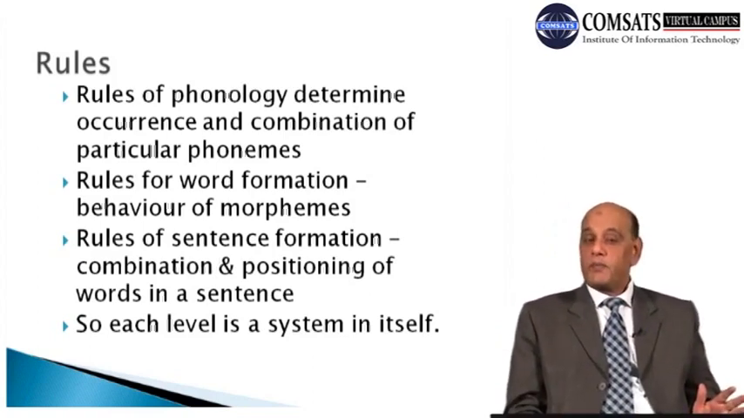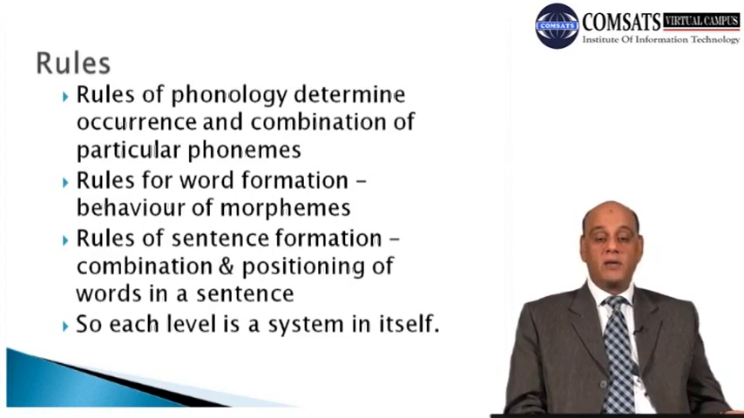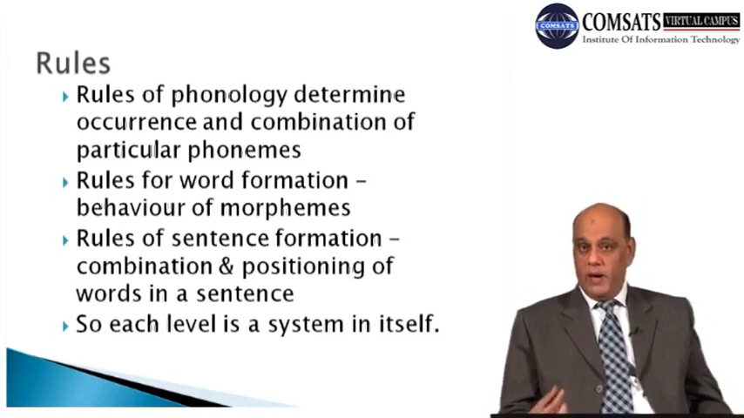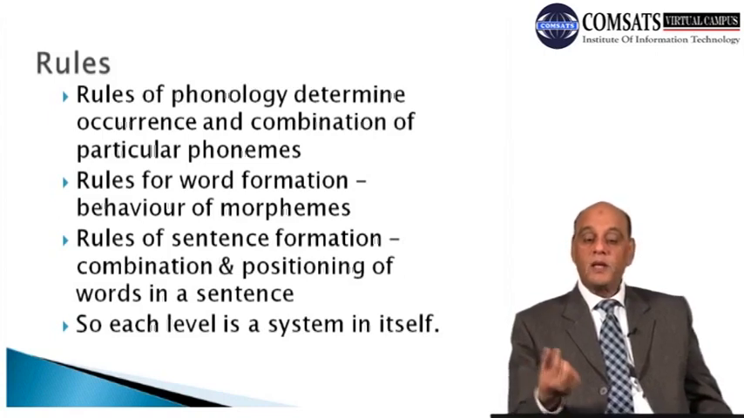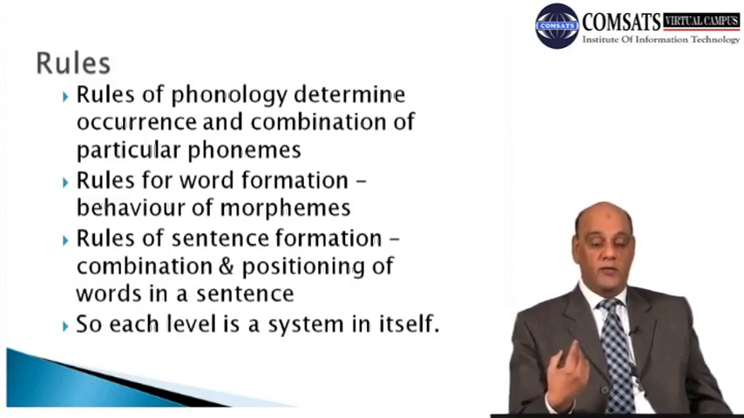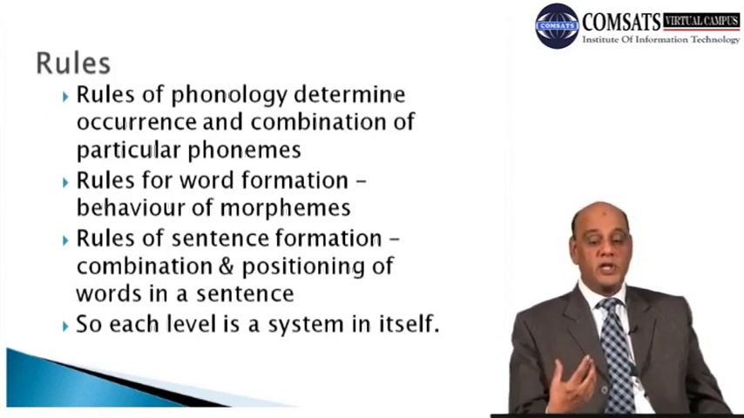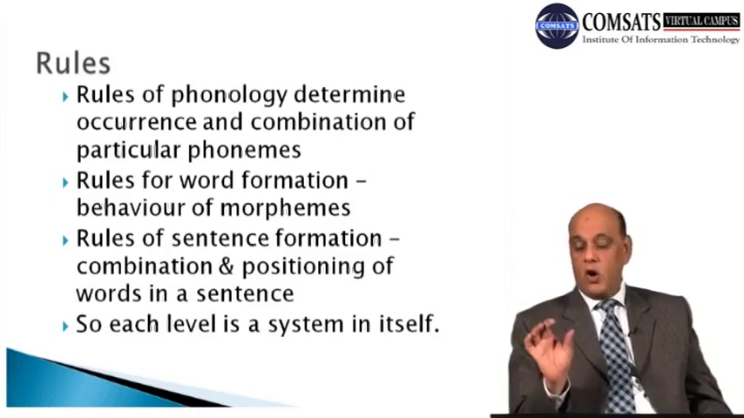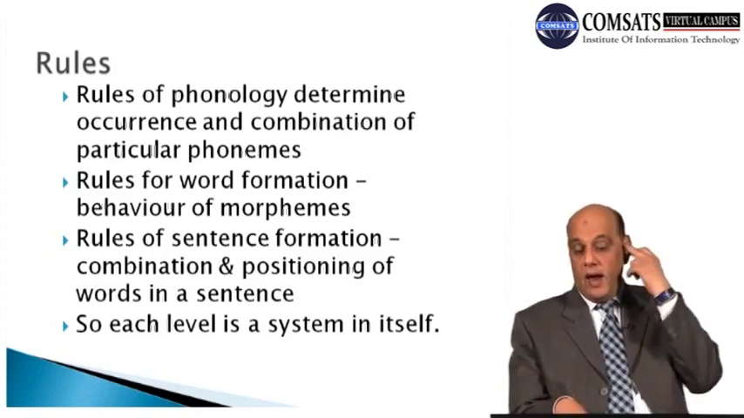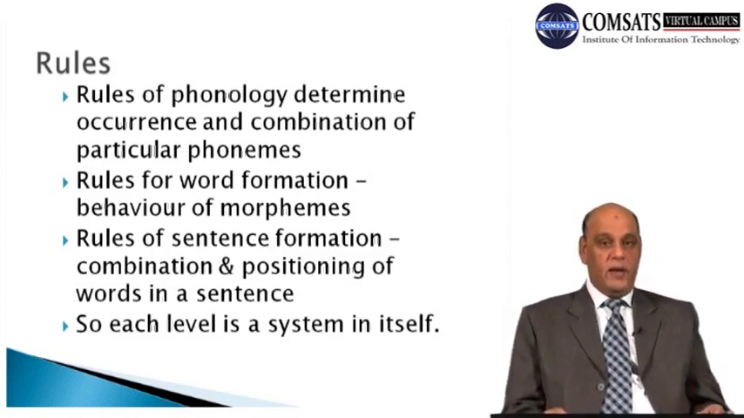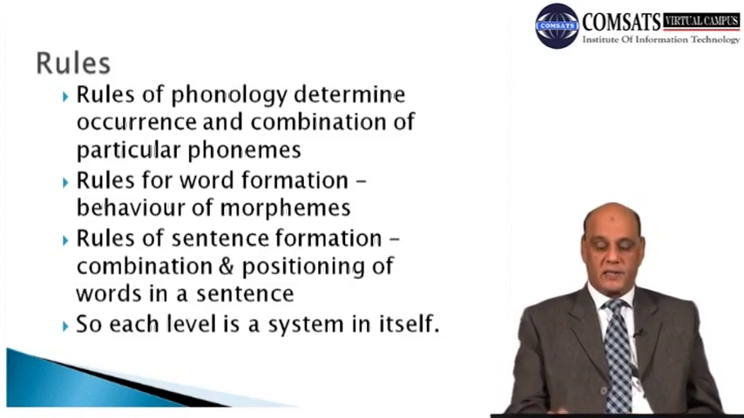Like you have rules of phonology, they talk about the occurrence and combination of particular phonemes. Rules for word formation, and they talk about how the words are made by joining the phonemes. Then you have the behavior of morphemes, and then rules for sentence formation. You talk in this about the combination and positioning of words in a sentence, how the words are arranged to make a sentence. And so each level is a system in itself, and every level has its own individual system, and when these systems combine, you get larger texts.